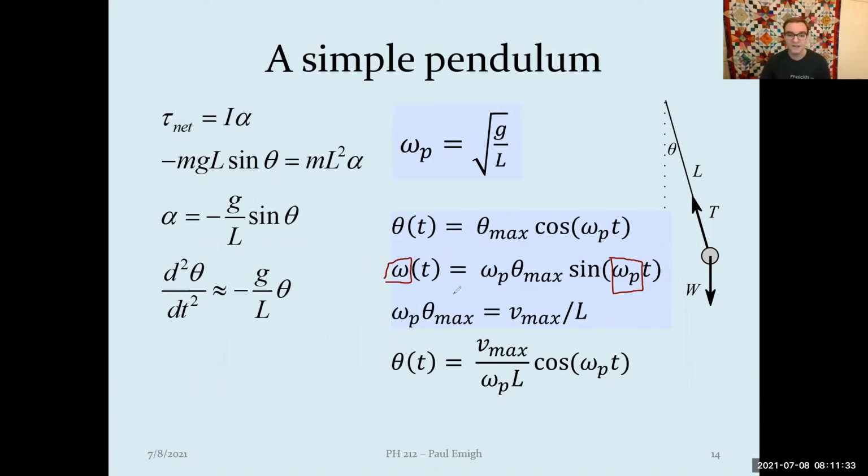If I wanted to here, I could note that this stuff in front of the sine function now is going to be the maximum angular velocity of the pendulum, which is related to the maximum speed of the pendulum. And so I've got a nice relationship here that if I wanted to, I could write it in terms of velocity instead. So we've got a lot of power already just by making this simple small angle approximation. We can basically leverage all the stuff that we already did for oscillation.